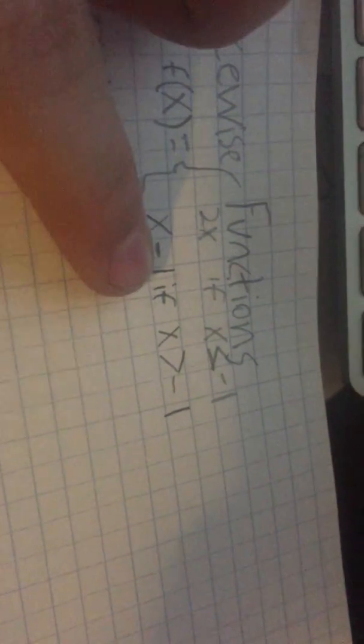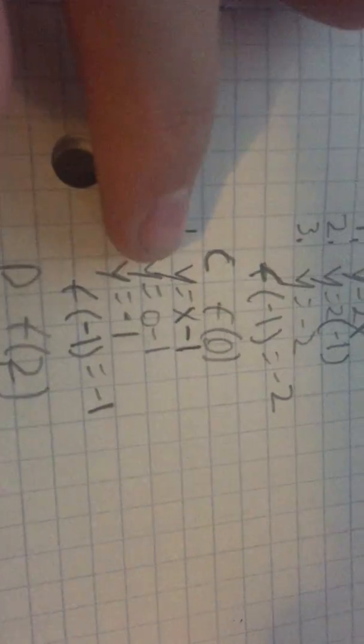f(0). Since 0 is actually greater than -1, we're going to be using x minus 1. So as you can see here, y equals x minus 1. We plug the number into the x, and that gives us -1.